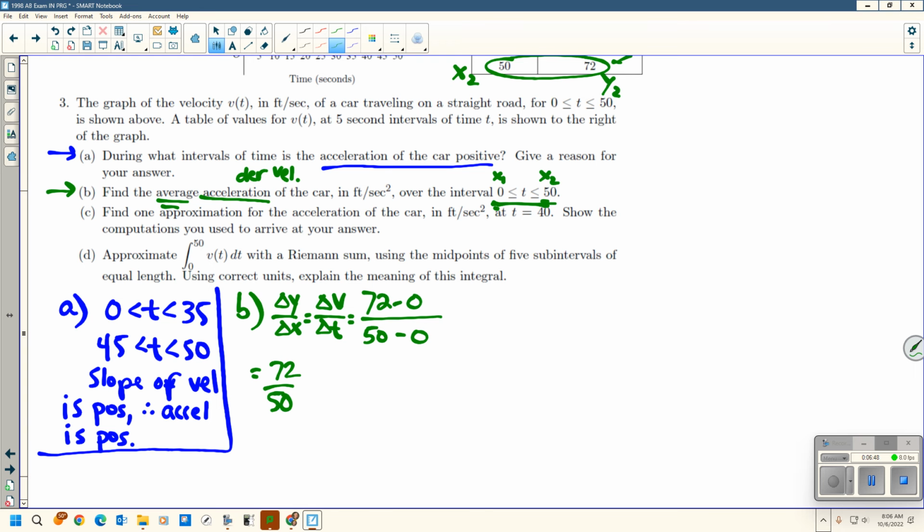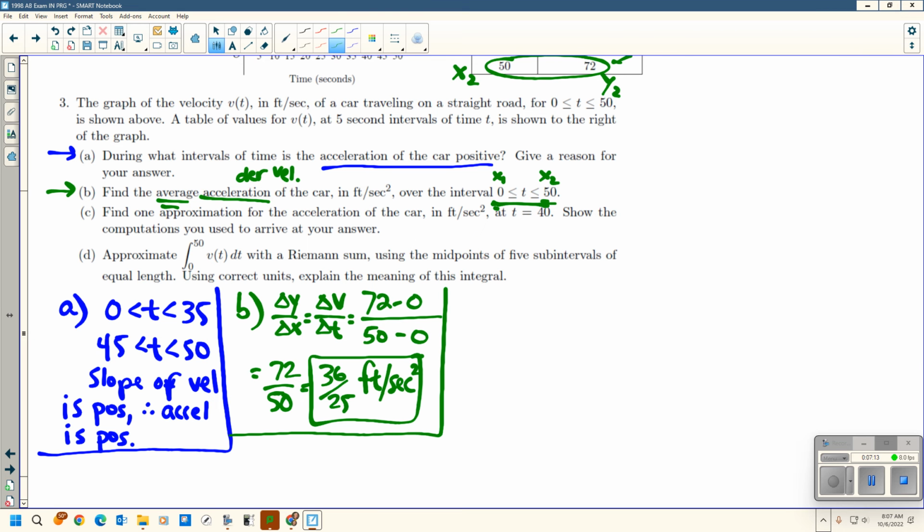All right, and I should probably reduce that. It looks like 2 goes into both of those. 36 over 25. Yeah, I think that's it. And let's label that. Velocity is feet per second, and acceleration is feet per second squared. There you go. A and B are done. Let's go to C.